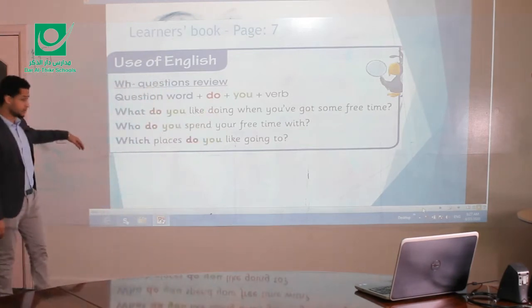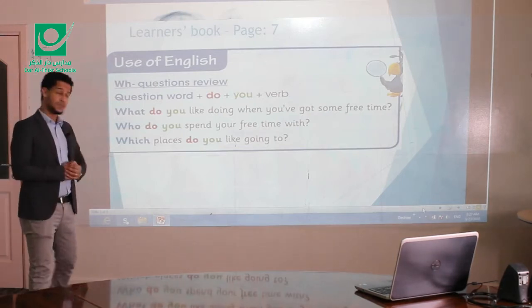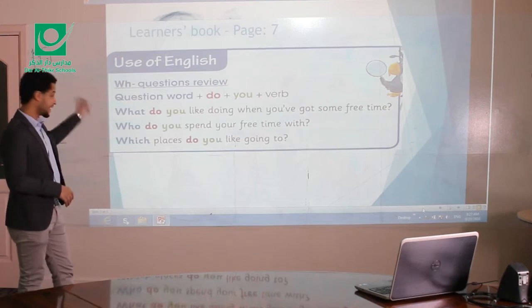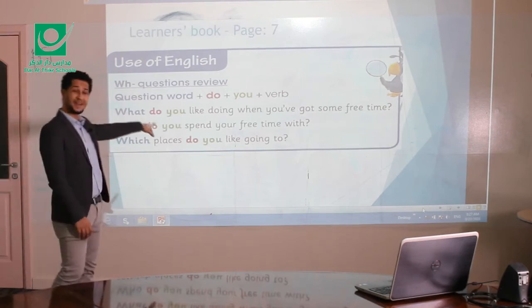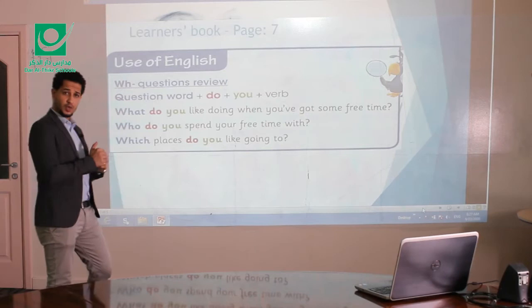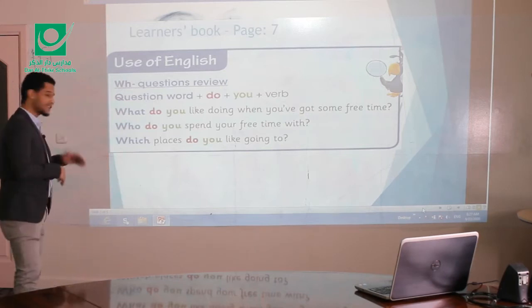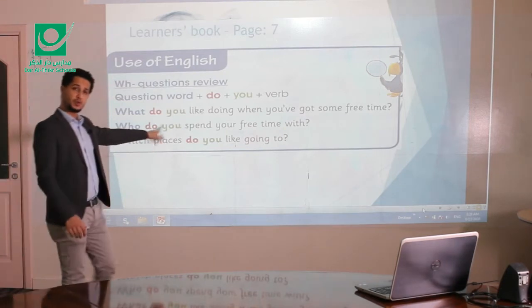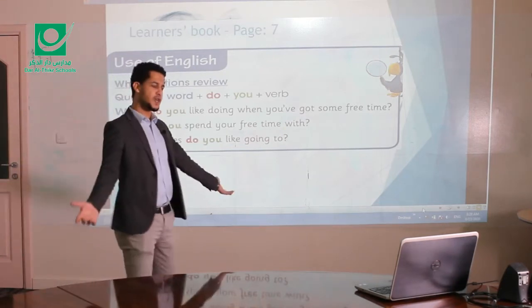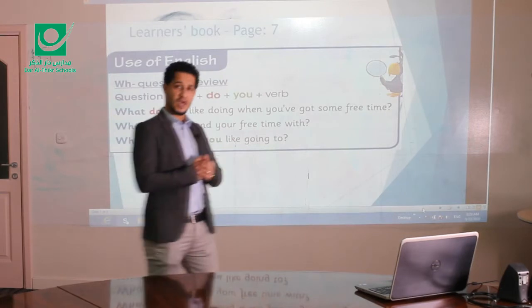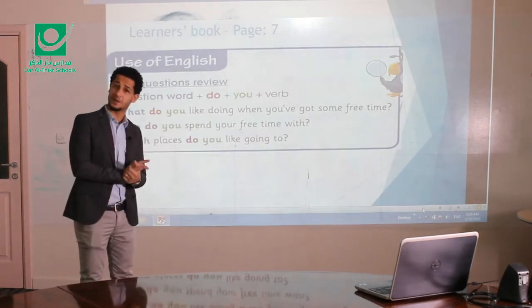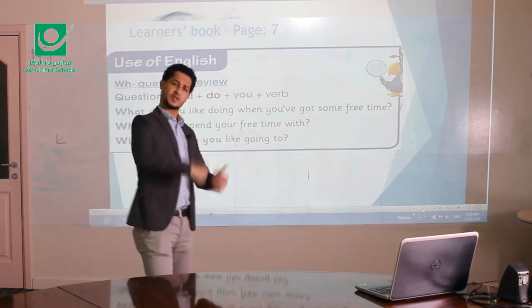Let's see another example. Who do you spend your free time with? Who, question word, and then do you, and then spend, and we complete, okay? The next question, which places do you like going to? So I think this is easy. We have a fixed form to ask someone about their habit, right? Okay, so let's practice.